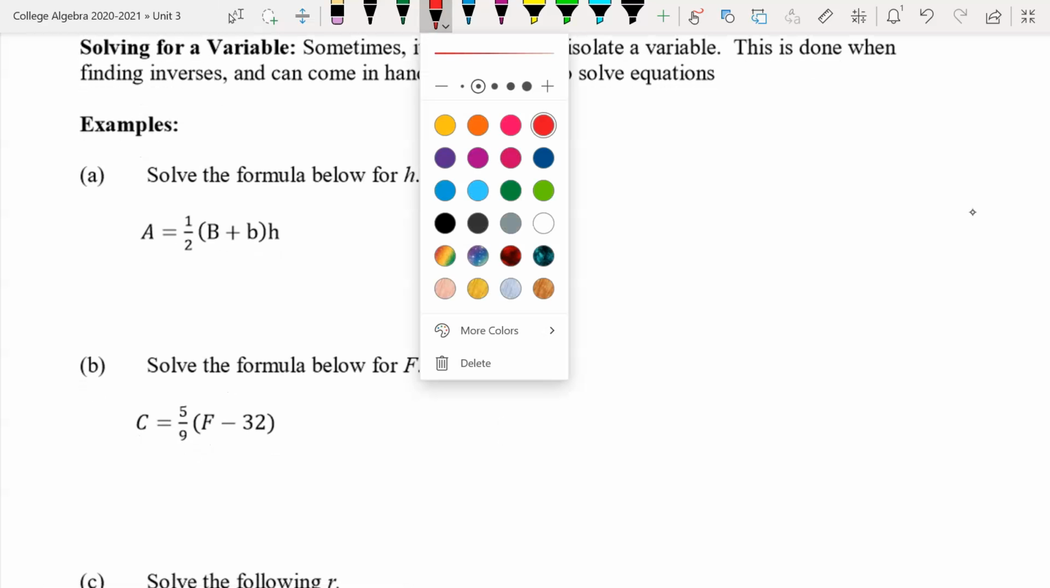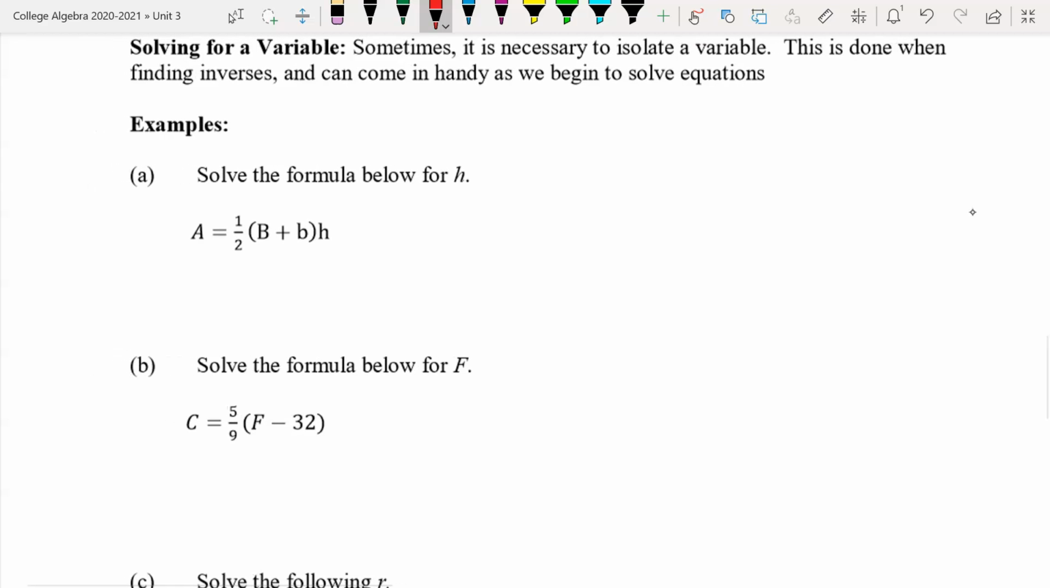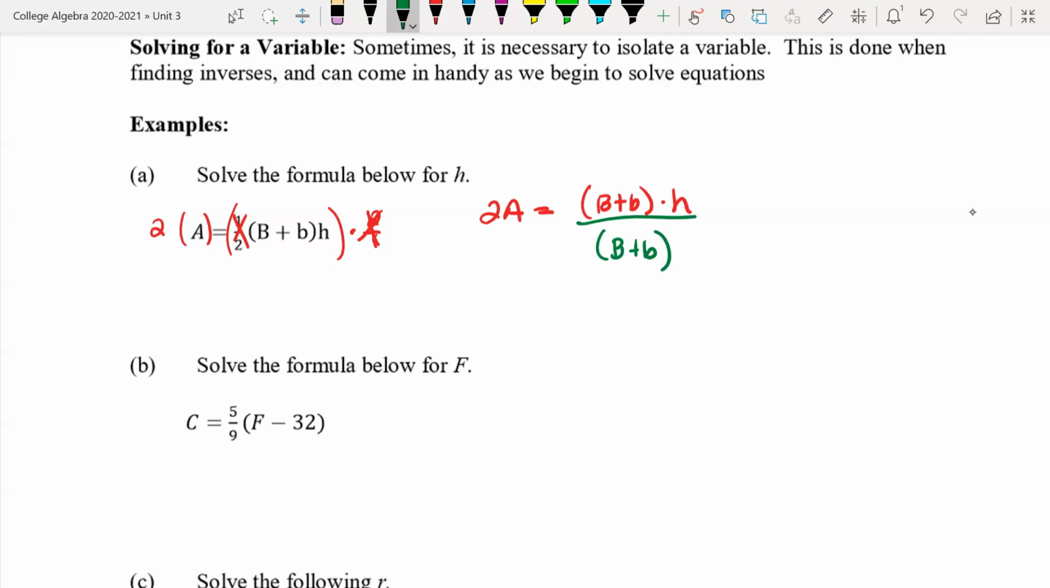All right. Guys, if you ever see a fraction, in order to get rid of the fraction, I need to multiply by the reciprocal on both sides. So the first thing I would do is multiply by 2 over 1, aka 2, on both sides. So now I'm going to have 2a equals, that's going to cancel out, b plus b times h. If I want to solve for h, I'm taking that b plus b and multiplying by the h. So the opposite of multiplying would be to divide it. So you can divide the whole thing. So I would get h is equal to 2a over b plus b.